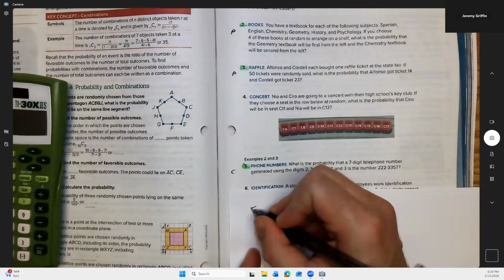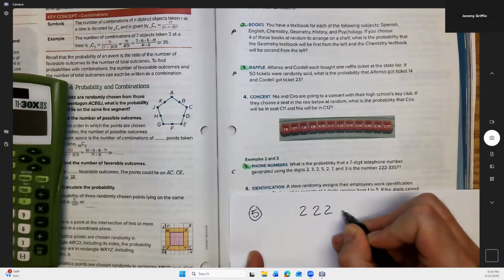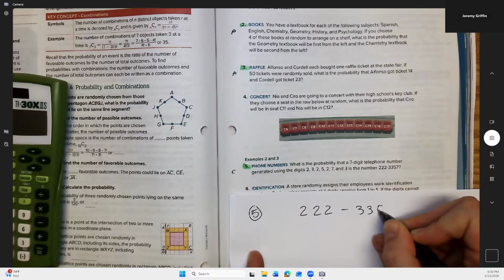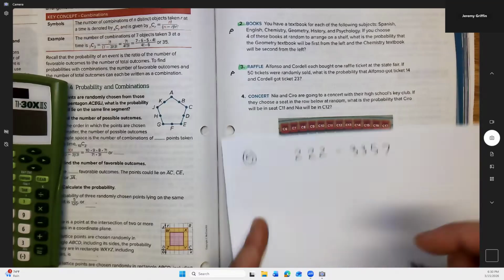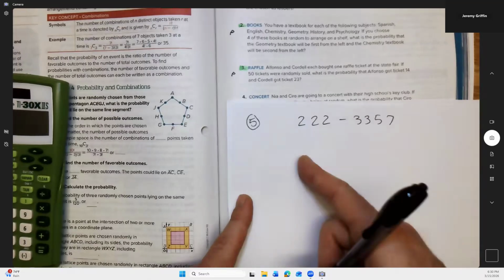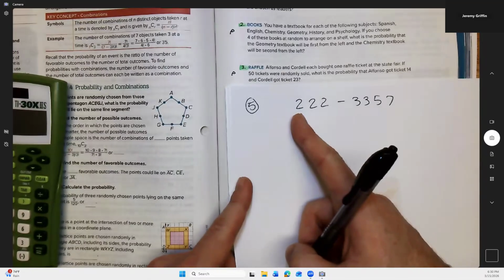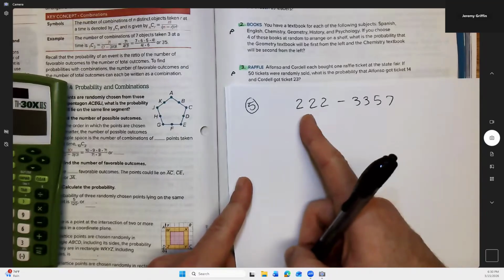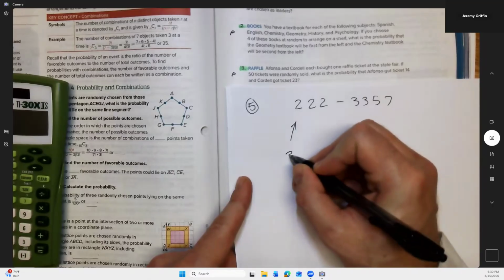Okay, so number 5. We're looking for the number to be 2, 2, 2, 3, 3, 5, 7. So out of those available digits, what's the chance they show up in that order? The way I would put it together, we'll see why I marked this, is that for the first digit to be a 2, well, there are 3 2s out of 7 options. So I would say the chance of this being a 2 is 3 out of 7.